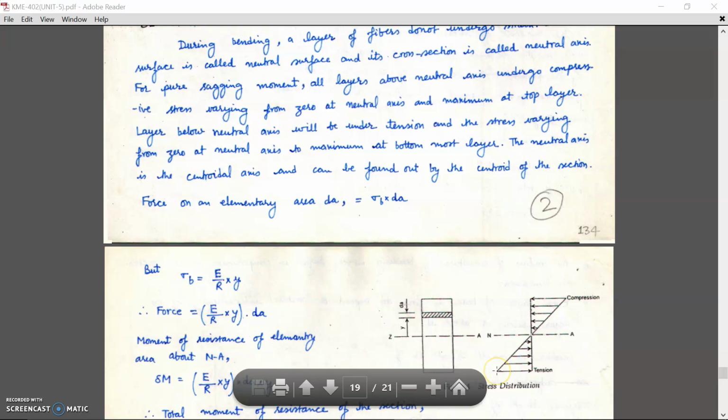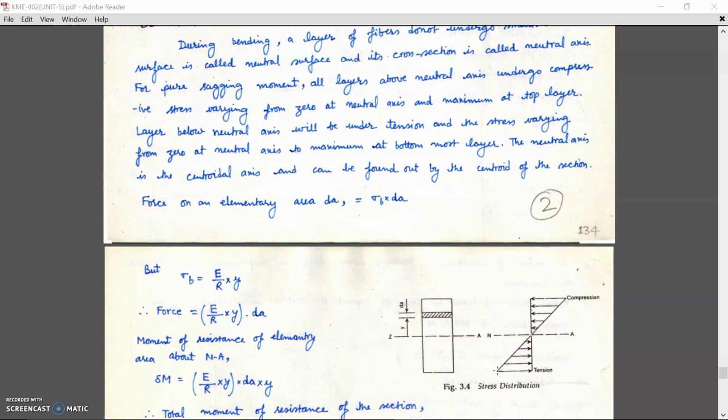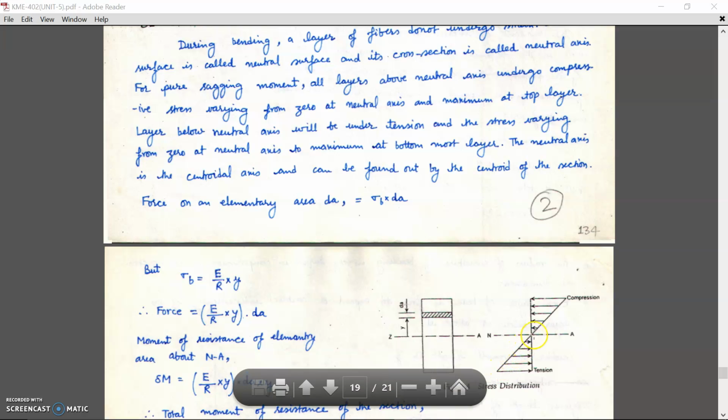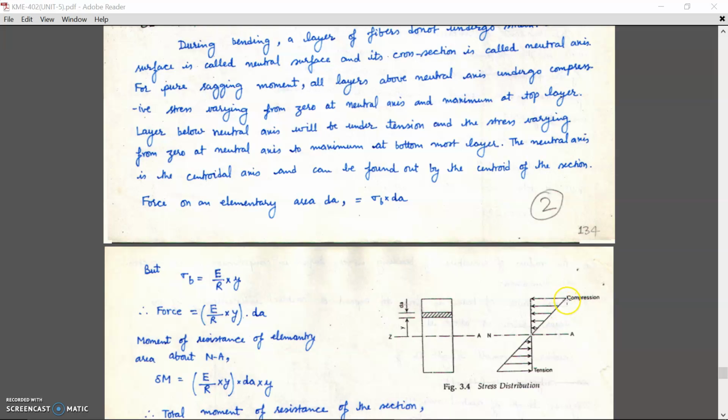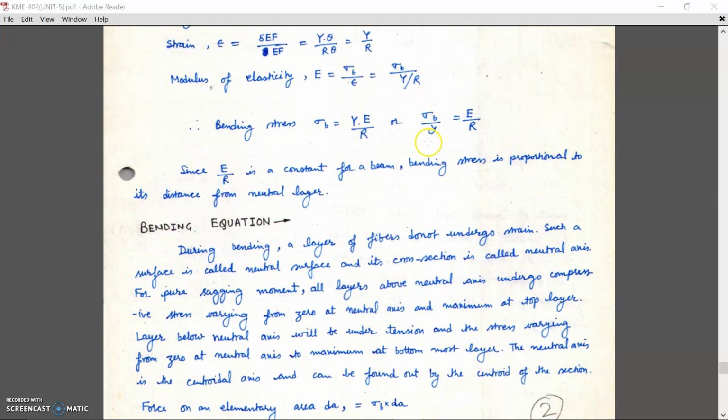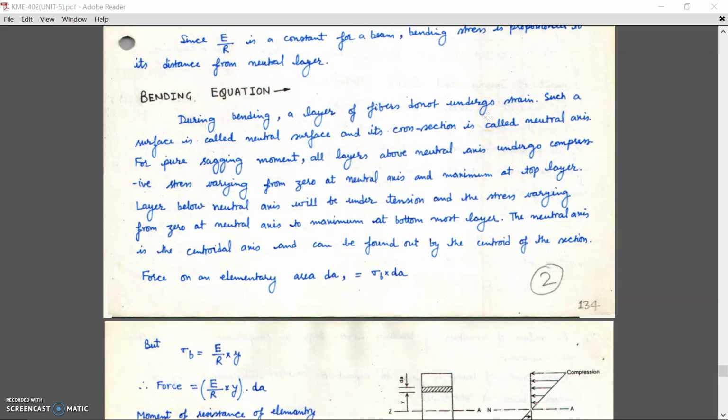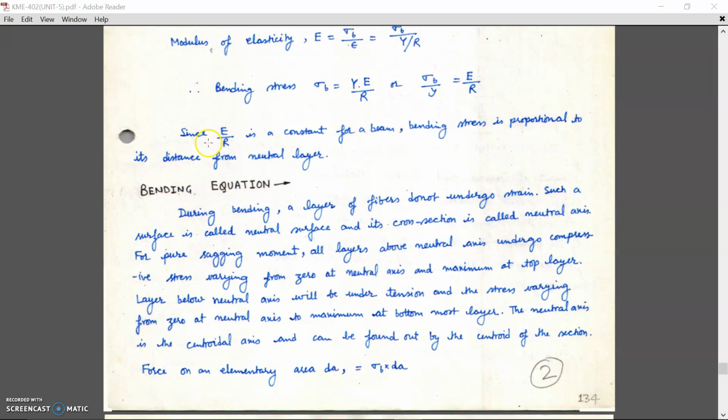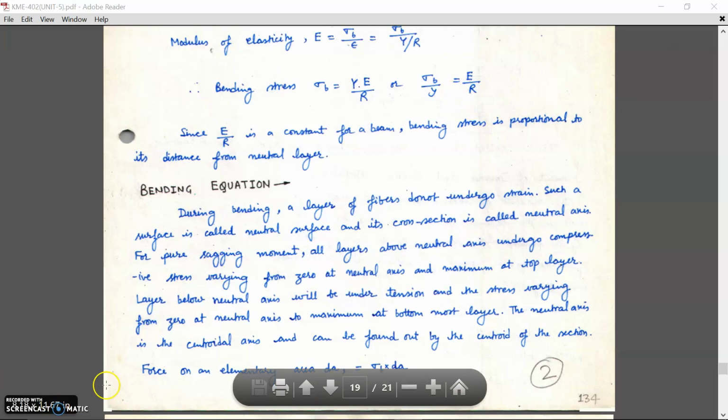And this nature, I am again saying, you have to watch this video 2-3 times, then only you will understand how this is a straight line. It is a straight line because of this reason, that sigma b upon y is equal to E by R, or sigma b is directly proportional to y, right? Okay, now we have already done one part of my bending moment equation, and that part was sigma upon y is equal to E by R, and we'll do the next part also, right? Thank you.